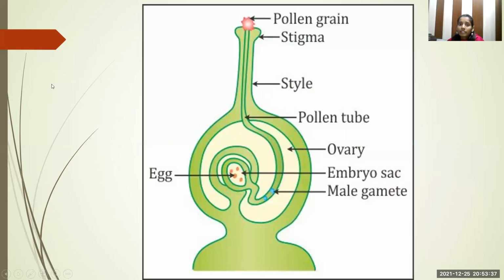Now, the pollen grains are transferred onto the stigma. Now, what will happen? This pollen grain will germinate on the stigma and will form the pollen tube. This pollen tube will grow through the style and will reach the ovule. We all know that egg cell, that is female gamete, is present inside the ovule. So this male gamete will fuse with the female gamete and will give rise to zygote.